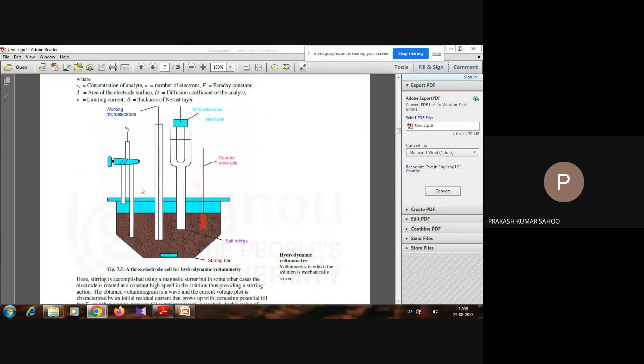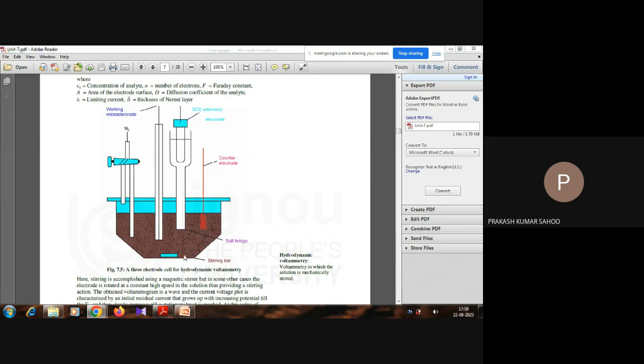So this is the instrumentation part. Here we have the working electrode, that is coated with mercury, then followed by the standard calomel electrode. The role of this electrode is to maintain a constant potential, because in voltammetry we determine the current as a function of potential. So that's why the role of the SCE is to maintain the constant potential. Then this is the counter electrode, and the SCE has the salt bridge.